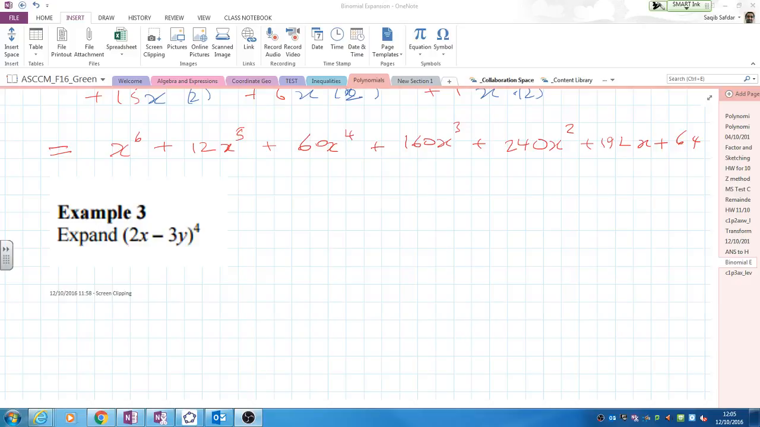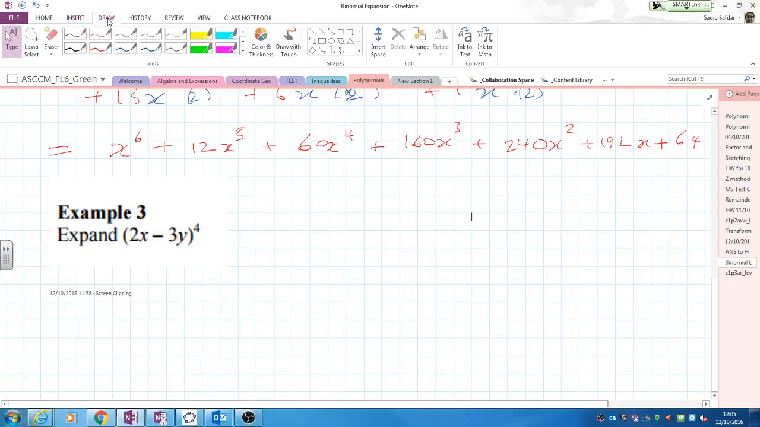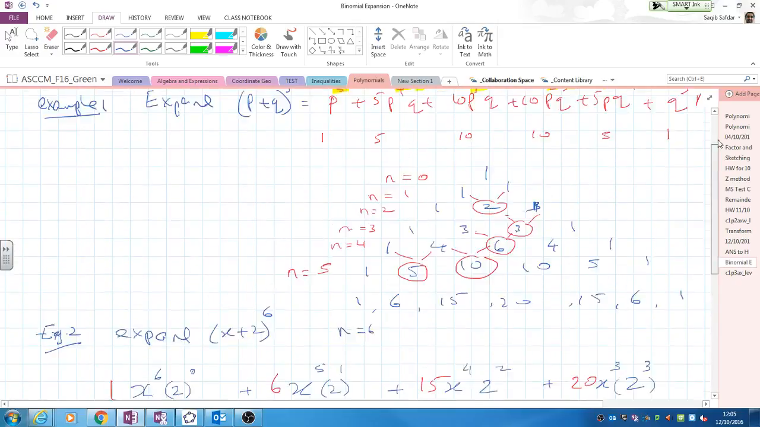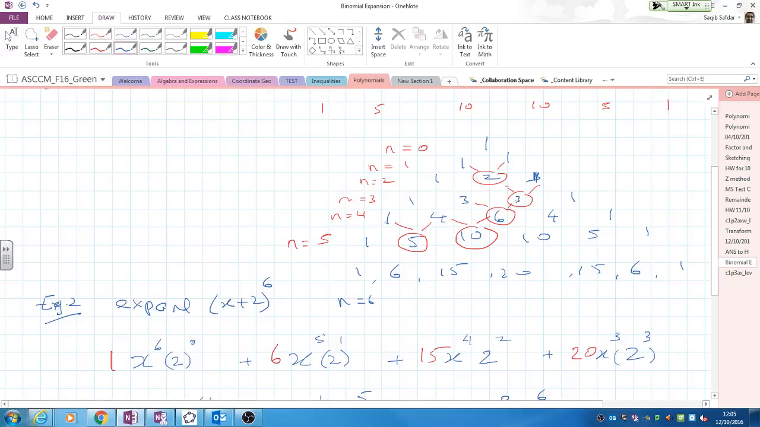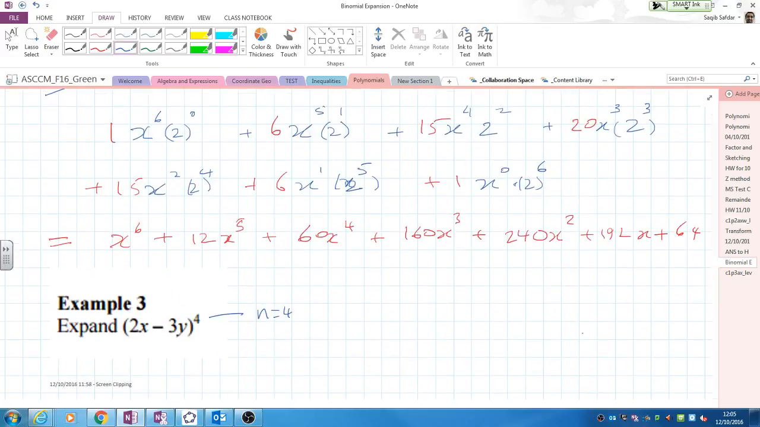Let's start by going over it. Okay, so we've got n equals 4. Yeah, we can see that from here. We've got n equals 4. And then from n equals 4, we can see that Pascal's triangle gives us 1, 4, 6, 4, 1. So if we write that out, the coefficients are 1, 4, 6, 4, 1.